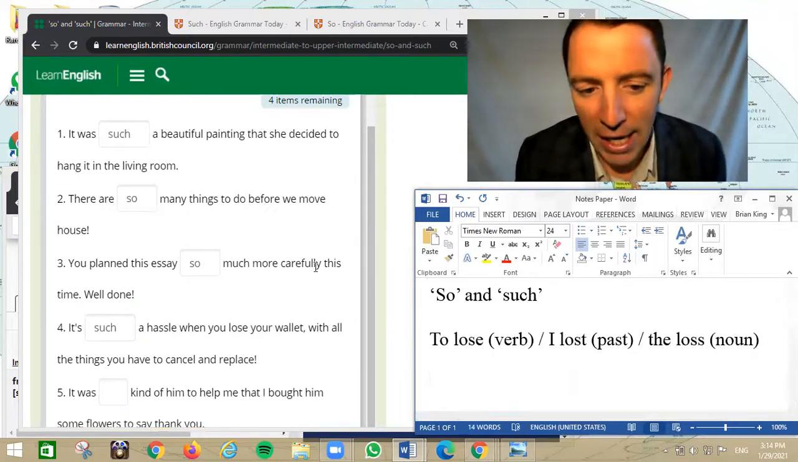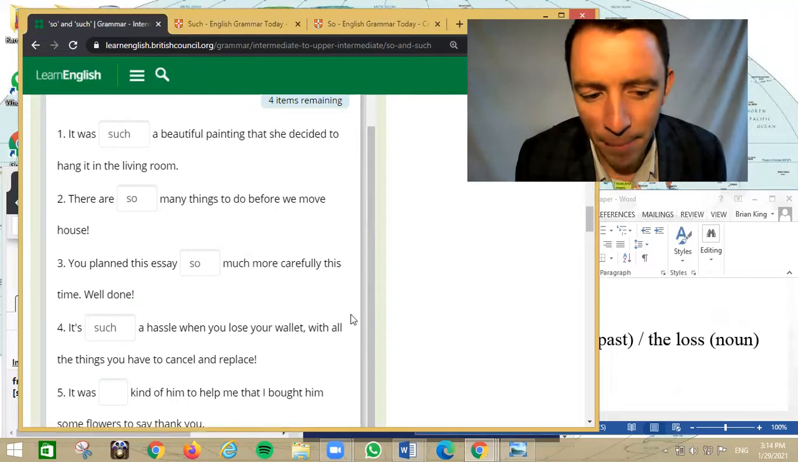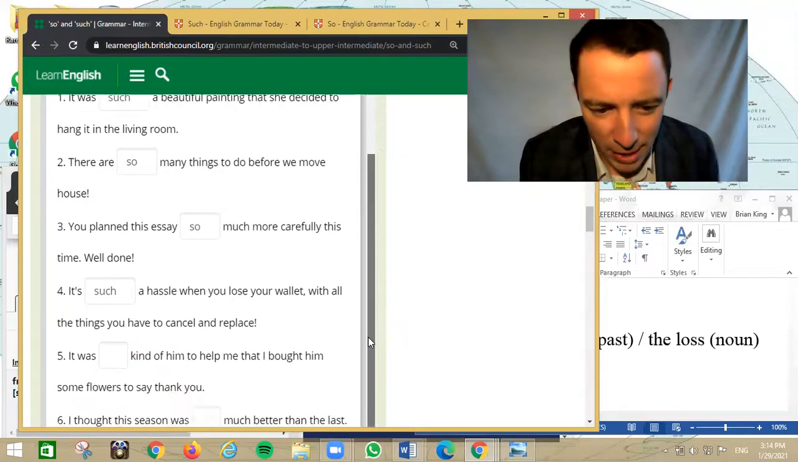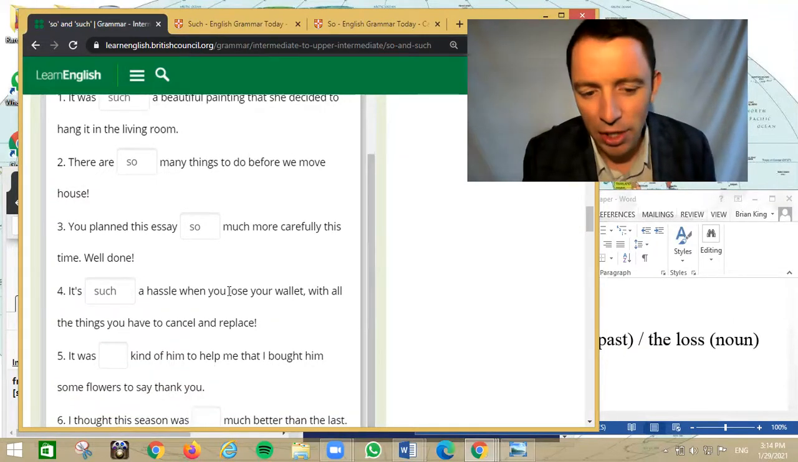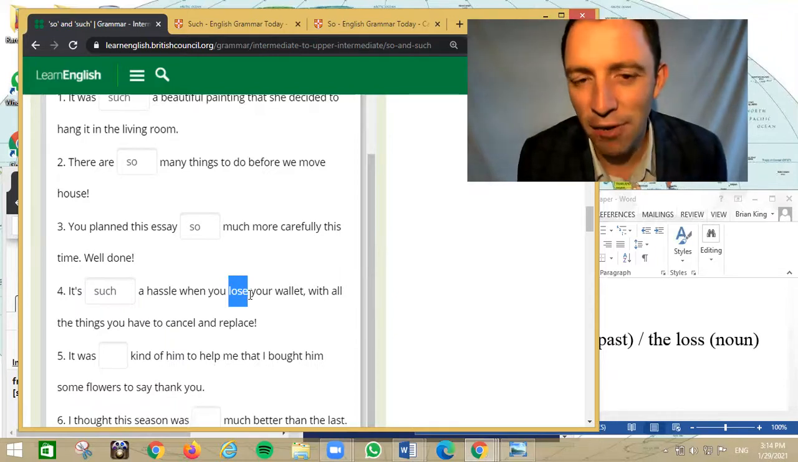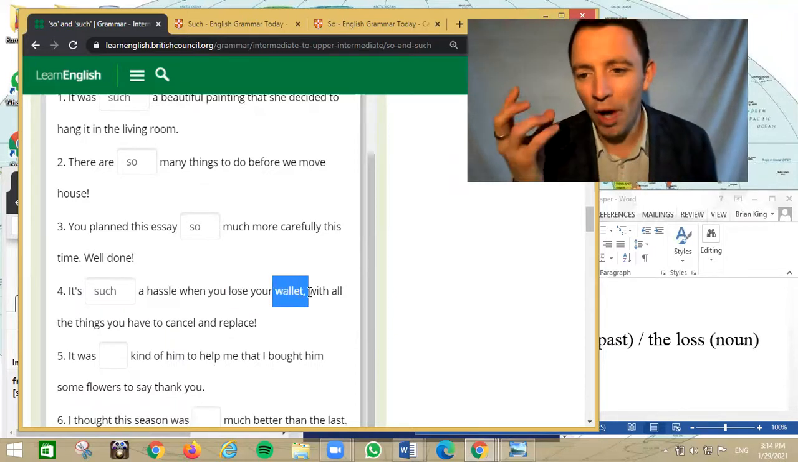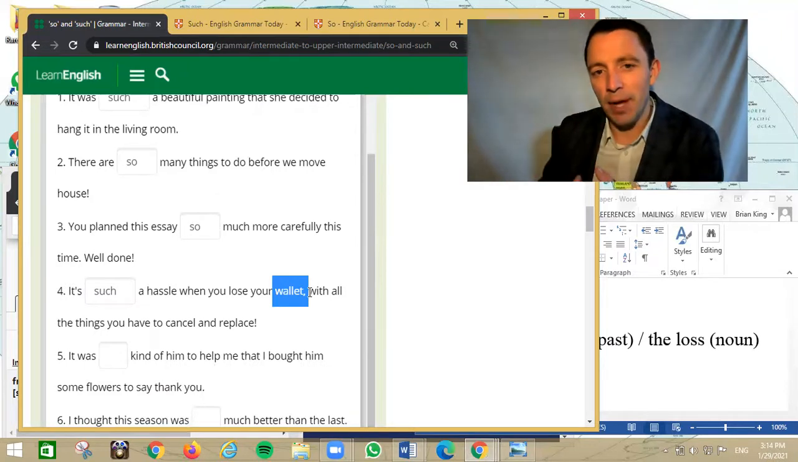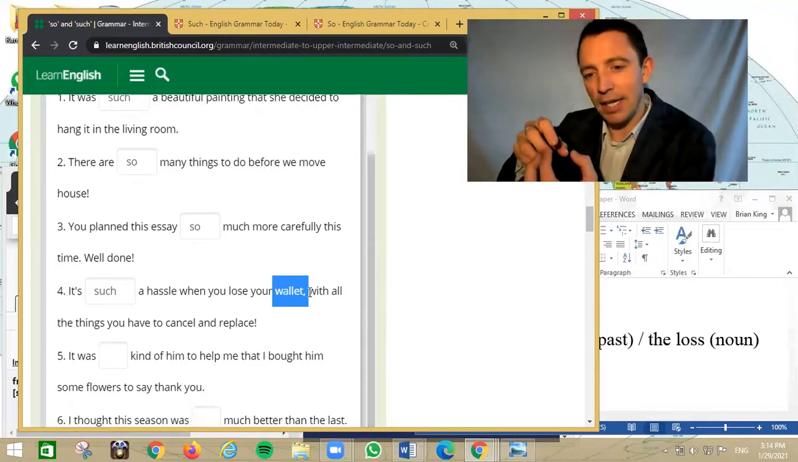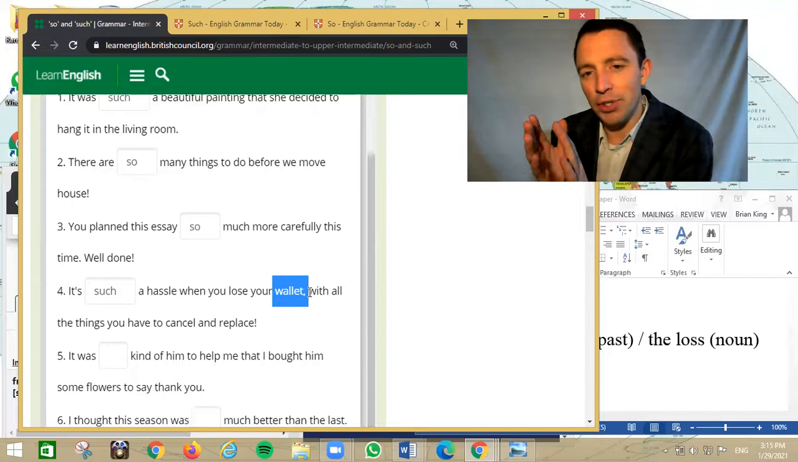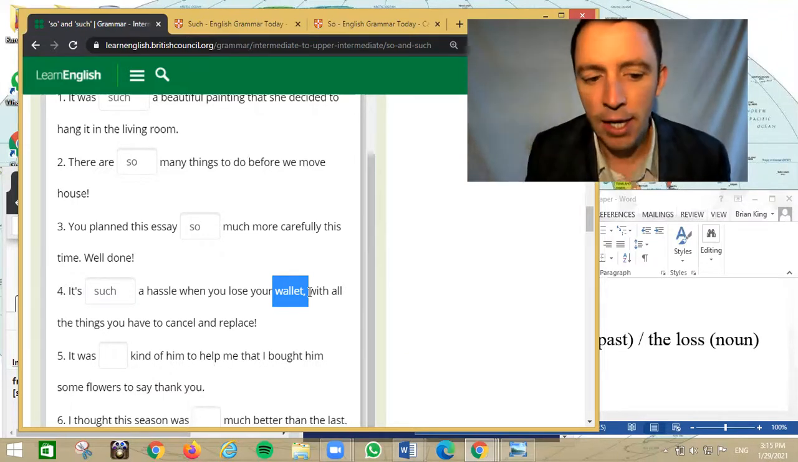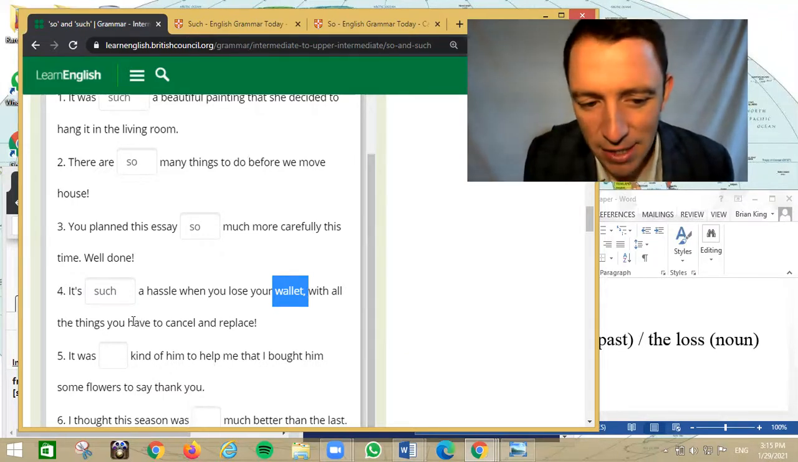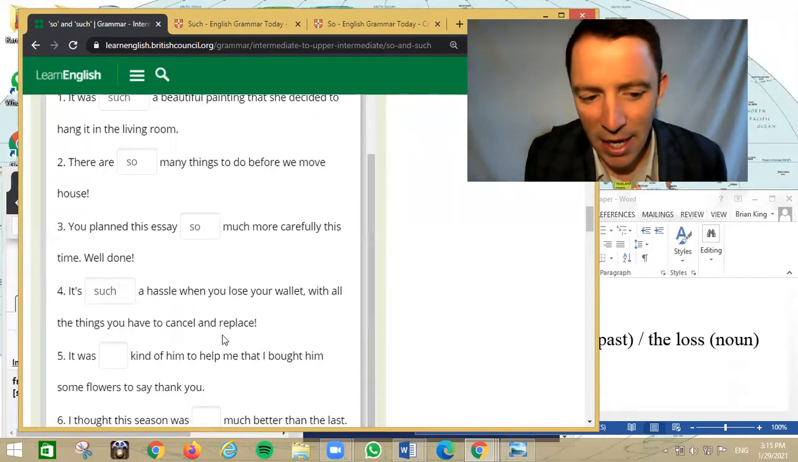Okay, and here we have she lost, I think, where is that number 4? Yes, you lose in the present in general your wallet, and the wallet is the object for the money in your bolsilla. It's the pocket, and the wallet is the object for the money. Okay, with all the things you have to cancel, obligation to cancel and replace.